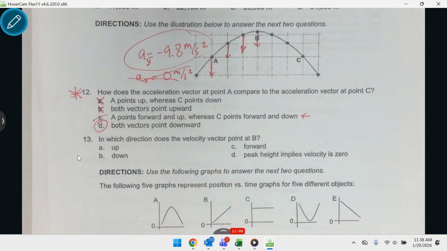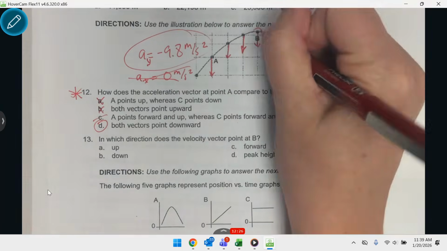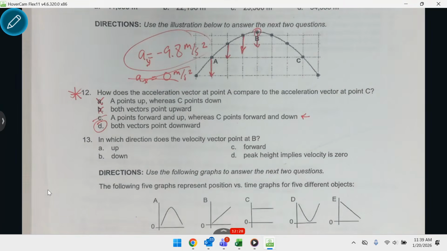Now, again, number 13 was on last year's quiz, but let's go ahead and talk about it since we're already looking at the diagram anyway. It says, in which direction does the velocity vector point at B? And this is one that students do frequently miss. It tends to be one of the most missed questions because what people think about when they think of max height is they think, oh, the velocity is 0. And that's only true for vertical velocity. The vertical velocity is 0 at point B.